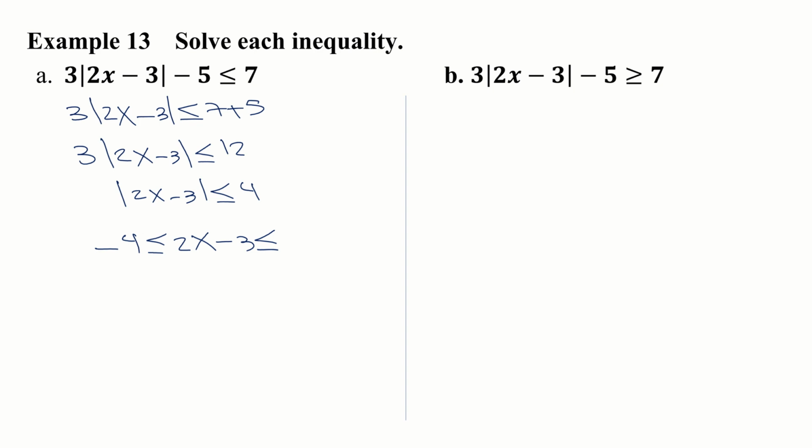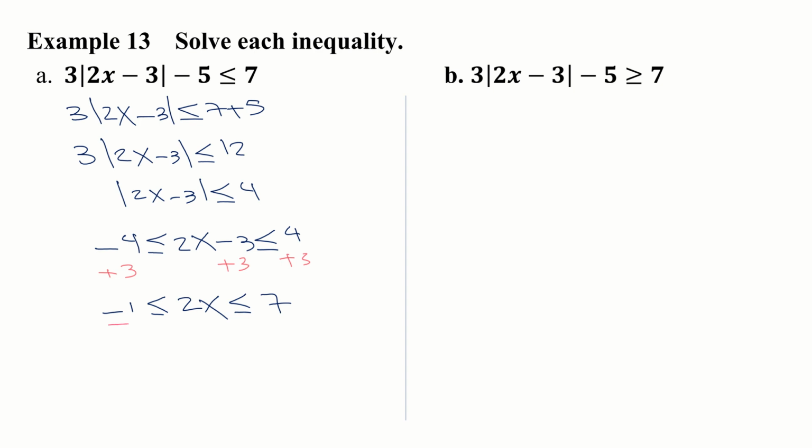All right, so basically this whole expression has to be between -4 and 4, right? And now we just need to solve this 3-part inequality. So remember, we're going to add 3 to all 3 parts. We already saw these. And we end up with -1 less than or equal to 2x less than or equal to 7. Now we divide all sides by 2 to get x by itself.